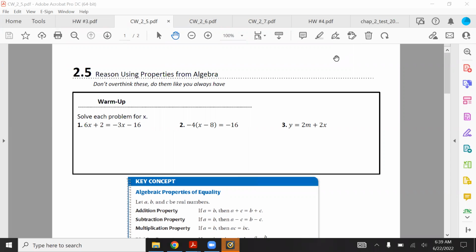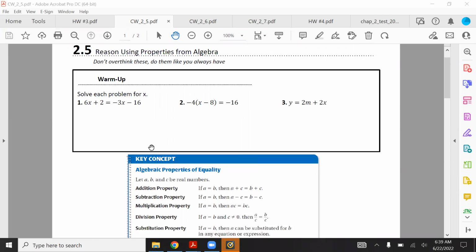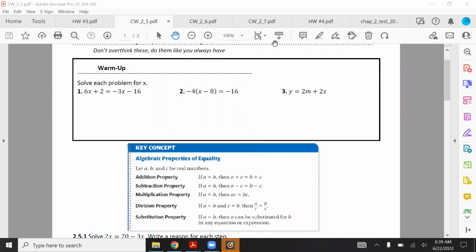Welcome to a video discussing section 2.5, which is about using properties from algebra. If we take a look at the warm-up exercises, we want to solve for x. Let's make that a little thicker. Here we go. That's right, we want to solve for x.